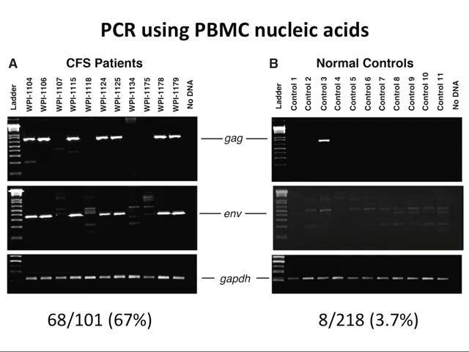So this institute in Nevada had a large repository of patient samples, so they took the blood cells from these, made DNA from them, and did PCR. This is PCR using peripheral blood mononuclear cell nucleic acids, using primers specific for this virus, XMRV. So you can see that a good fraction of the samples are positive for either the gag or the envelope gene of the virus. These are individual patient samples. And they also compared normal controls. So you can see there is one positive on this set of normal controls here. So 68 out of 101 CFS patients were positive by PCR, and 8 out of 218 normal controls.